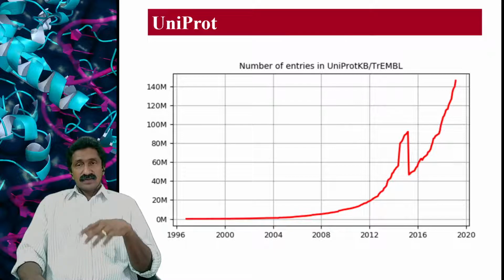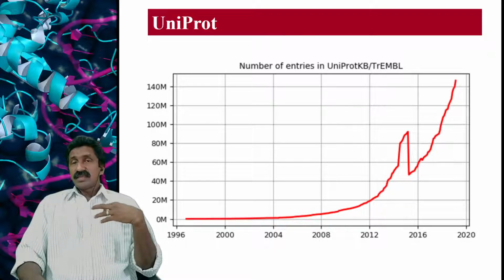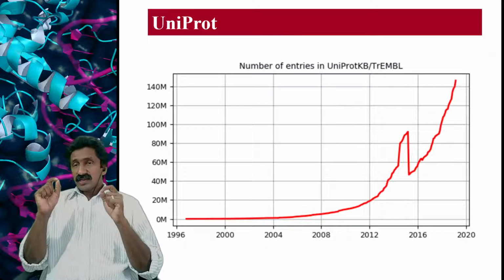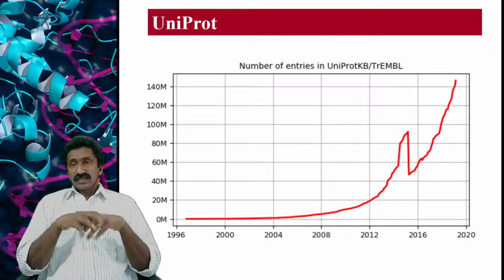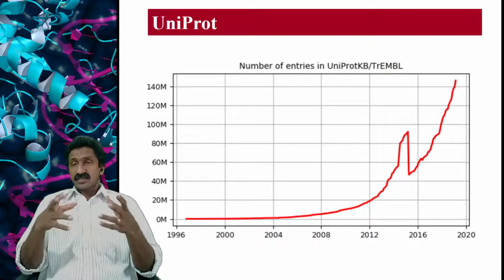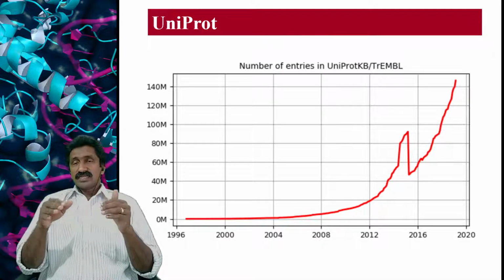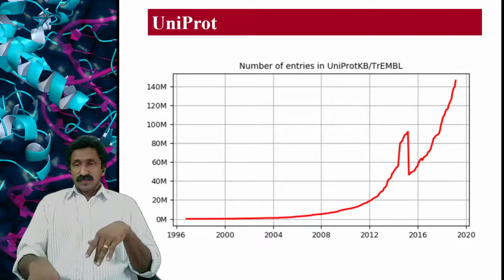And of course, there is TrEMBL, translated EMBL. It is not completely manually sequenced or experimentally determined. Because it is a Uniprot KB translated EMBL database, it contains computer annotations and predictions also. So the number of originally experimentally sequenced entries may be much less.